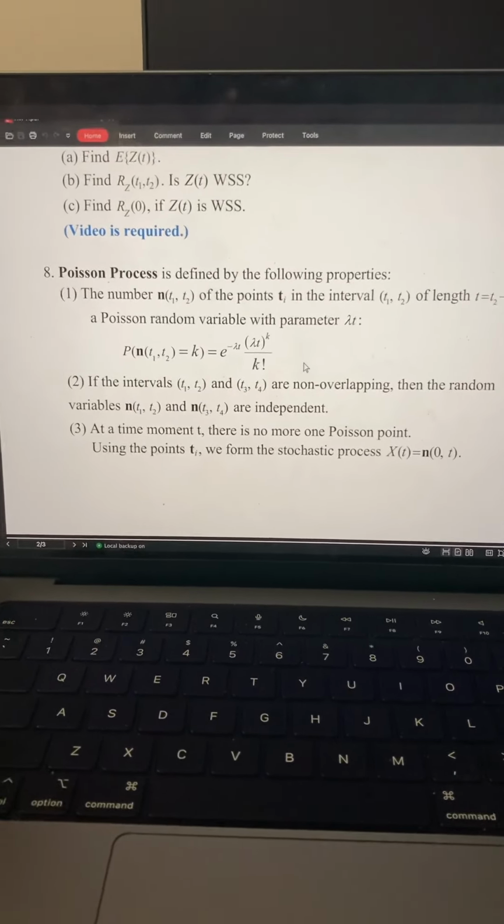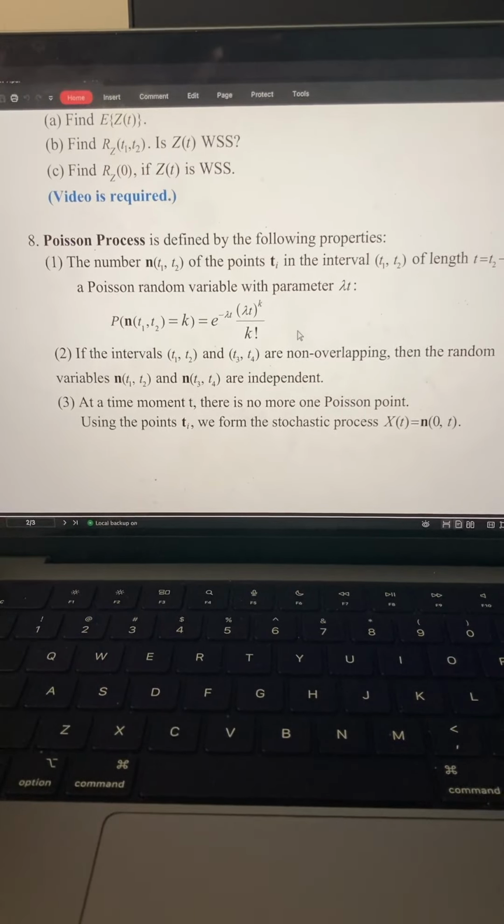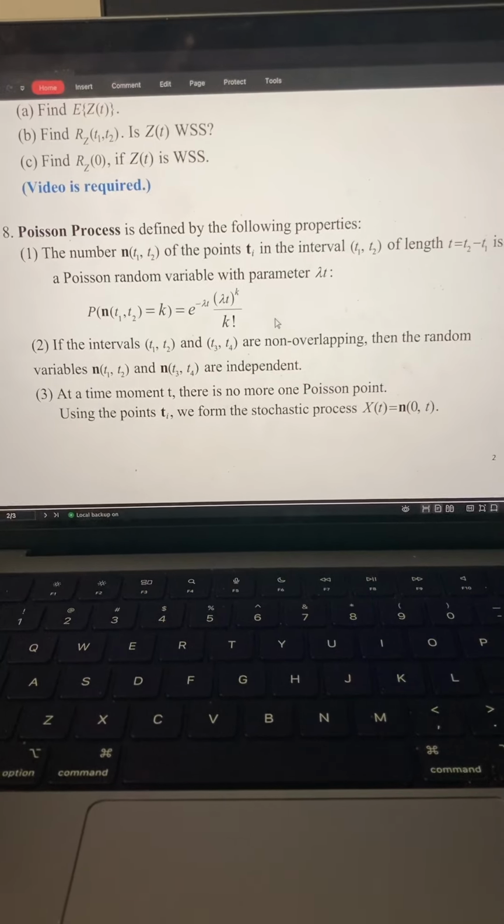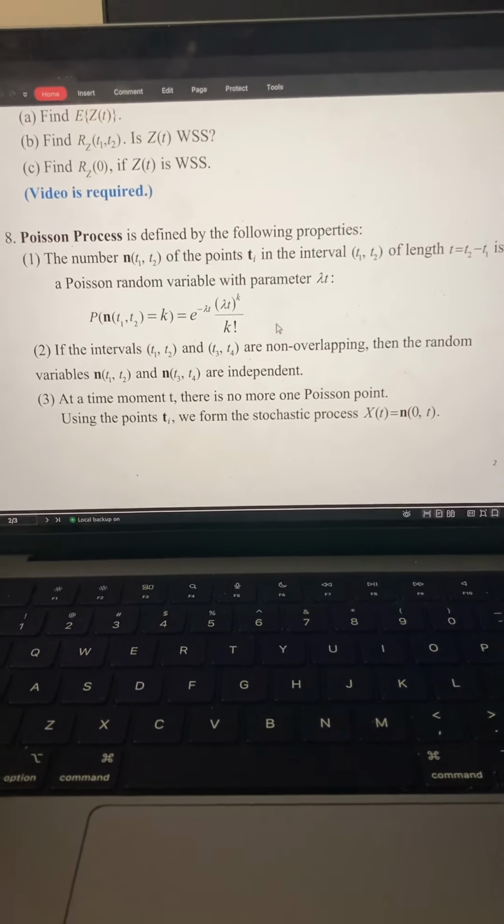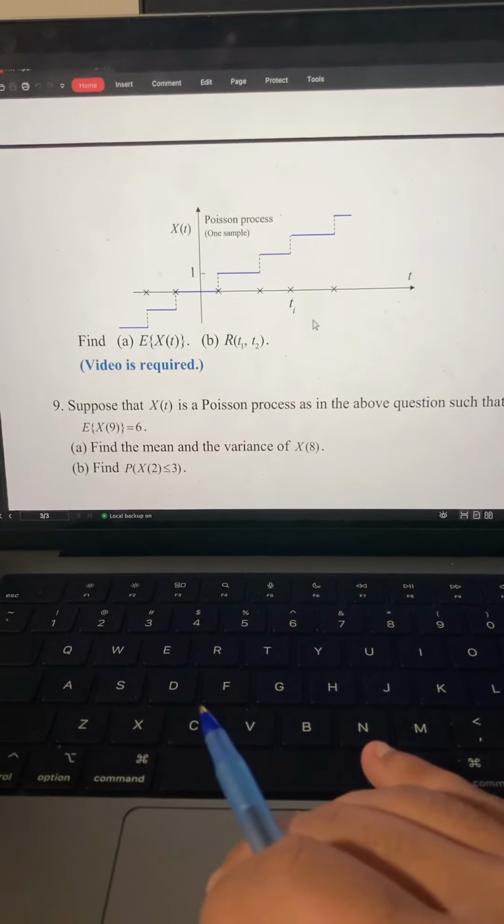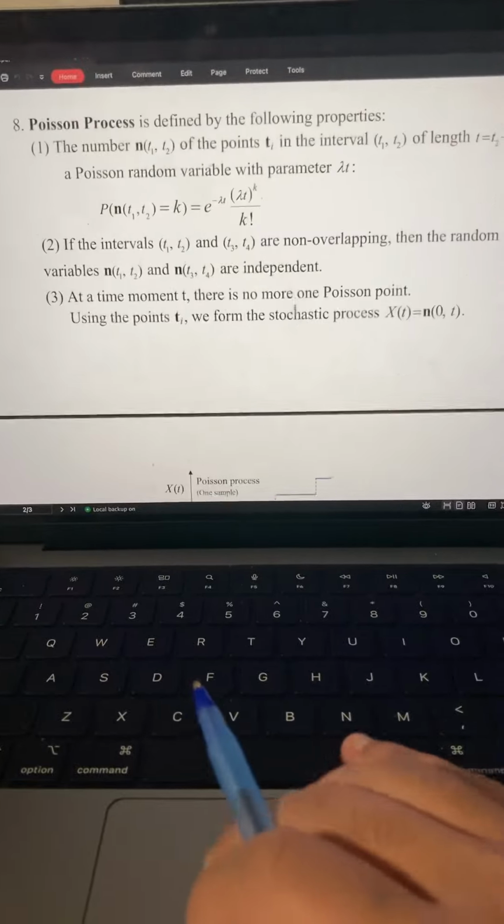So let us look at question number 8. In question number 8, we are given the Poisson process, and we are also given the properties of it. We are asked to calculate two things: one is the expected value of x of t, and the other is the autocorrelation of t1 comma t2. So let us look at question 8 part A.